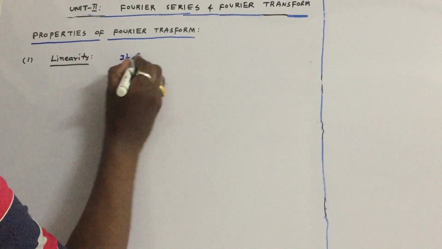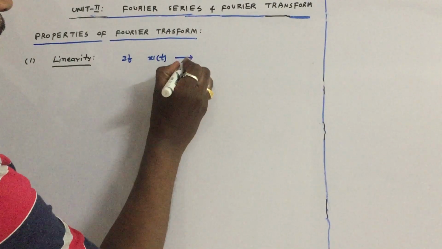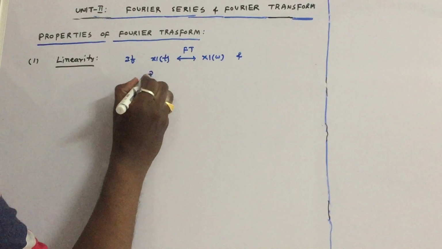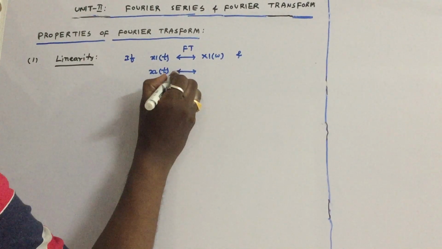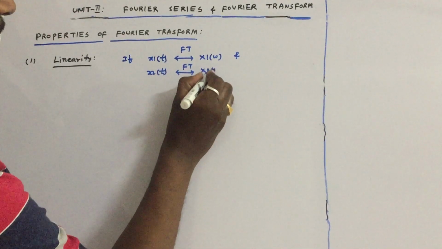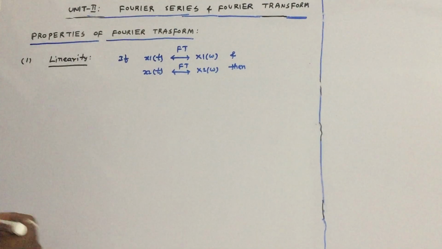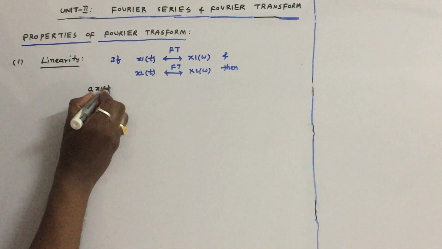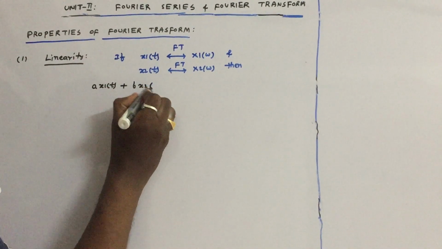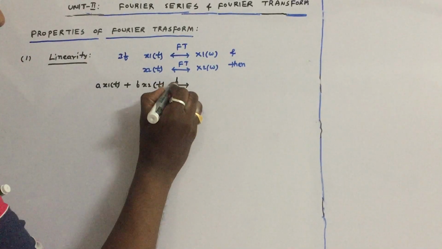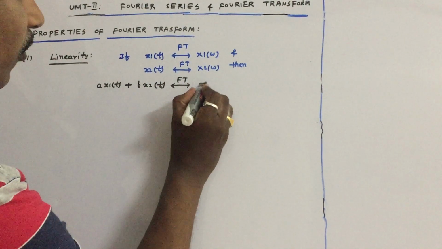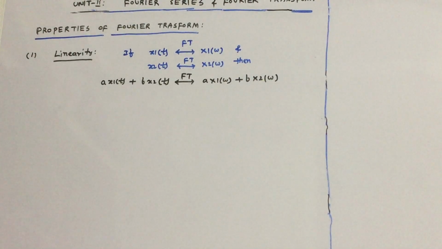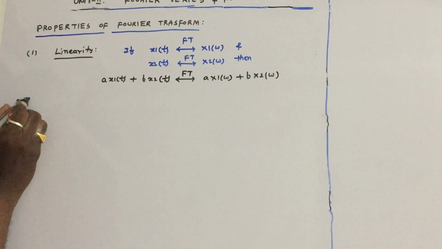If x1 of t's Fourier transform is say x1 of omega and x2 of t's Fourier transform is say x2 of omega, then what is the linearity property? As you know, from linearly adding these two signals, that is a into x1 of t plus b into x2 of t, where a and b are constants, the Fourier transform is a into x1 of omega plus b into x2 of omega, where a and b are constants. Very simple to prove this linearity property.